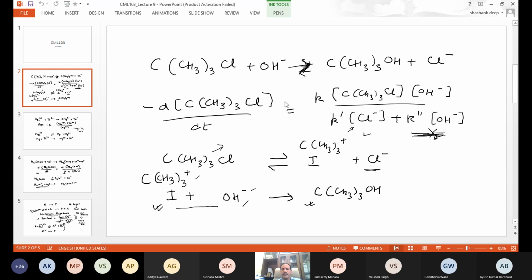Now just write this mechanism. CH3Cl plus OH minus. Okay. So let me write it down myself, because here the answer is given, so you may.